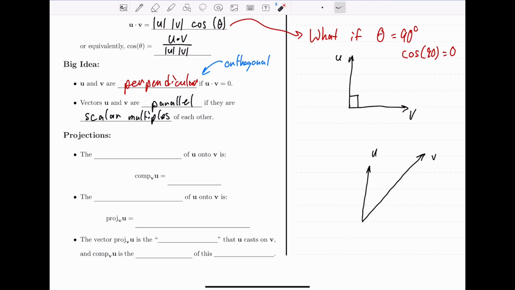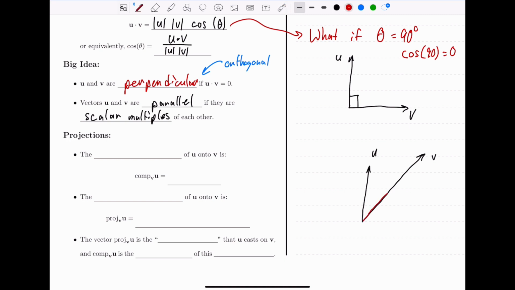Imagine shining a flashlight perpendicularly to v, down like this. It's not vertically down, it's perpendicular to the vector v. And think of the shadow that the vector u would cast onto the vector v. It would look something like that. This shadow is called a projection. Let's go ahead and draw it in here.